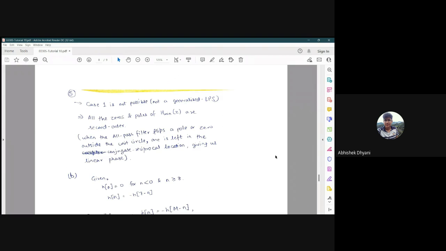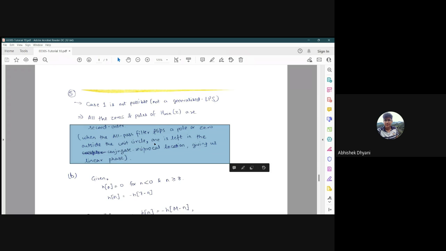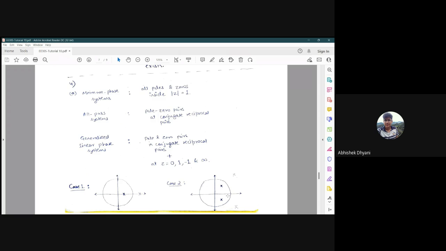So here it is written that when the all pass filter flips a pole or zero outside the unit circle, one is left in the conjugate reciprocal location, and that is why it gives us linear phase in this case, and that is why this is the only possibility.